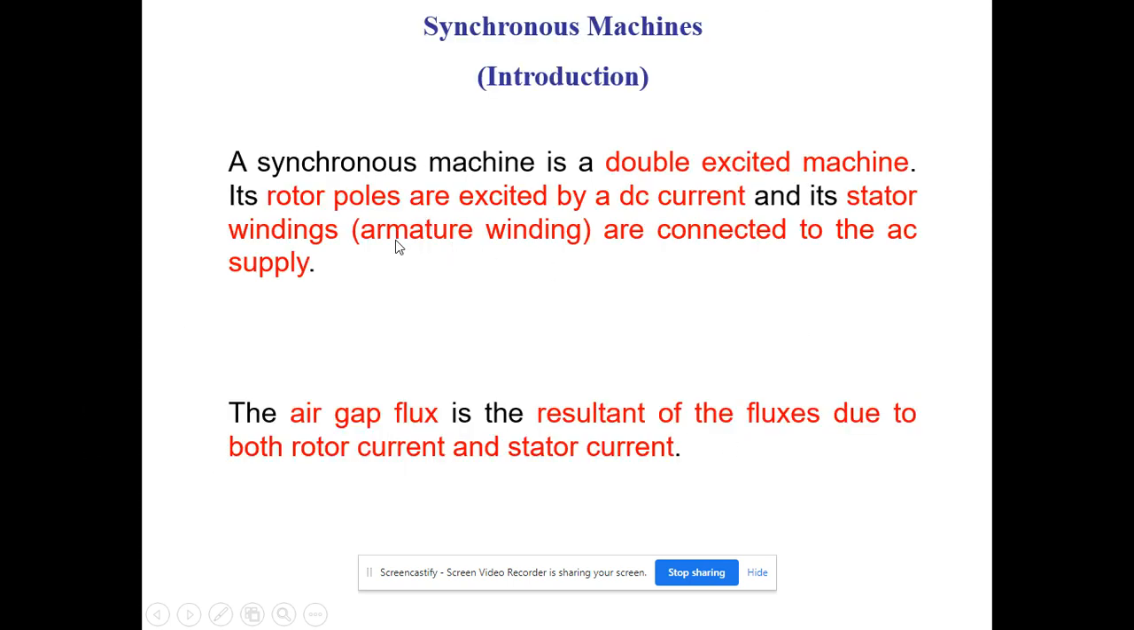Normally the synchronous machine is a doubly excited machine. Its rotor poles are excited by DC current, and its stator winding is connected to the AC supply. The stator winding is called the armature winding, and the rotor winding is called the field winding. In this machine the field winding rotates, so it is called a field rotating machine.